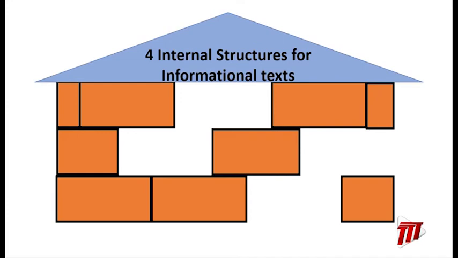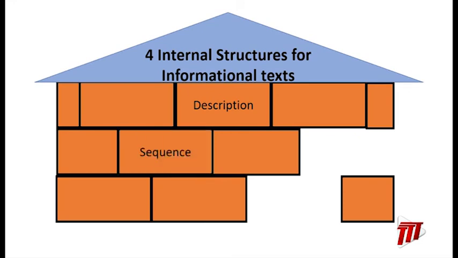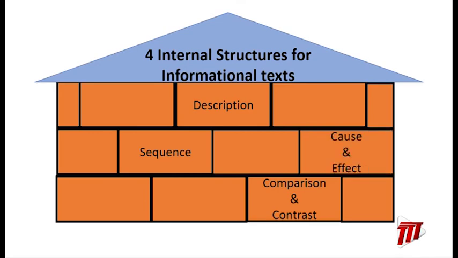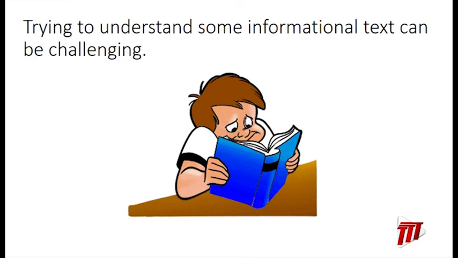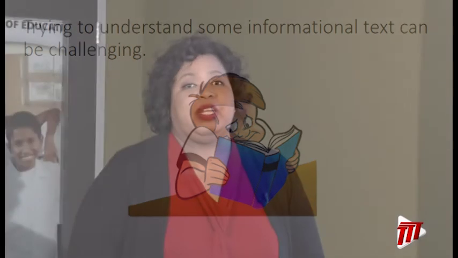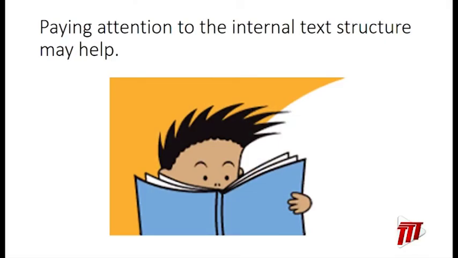We studied four. One was description, one was sequence, one was comparison and contrast, and the one we just did was cause and effect. I hope you're not as confused as this boy thinking about internal text structures. I hope that you understand that if you read carefully and look for the signal words, you will be able to understand writing, especially informational writing, by checking out the text structure.